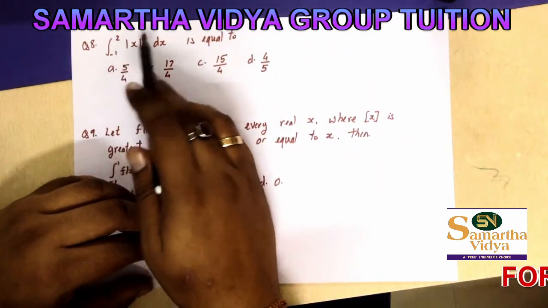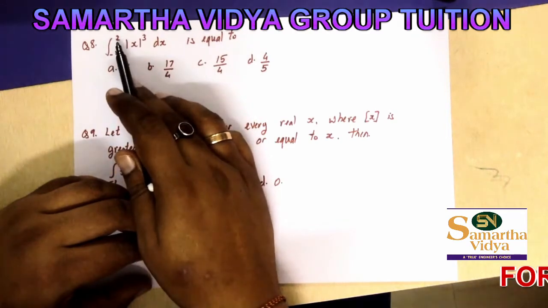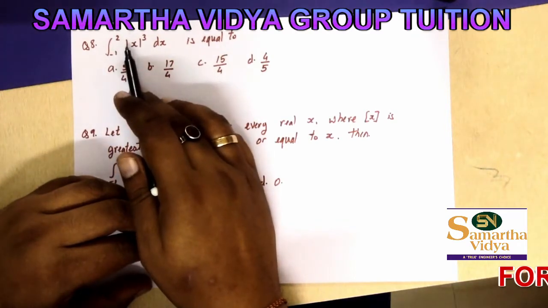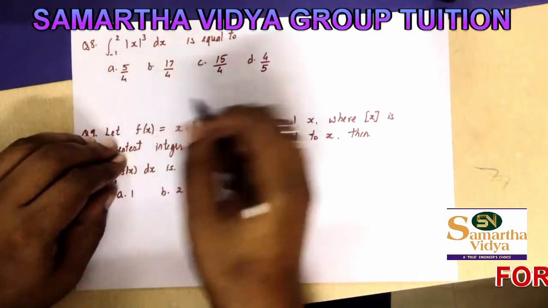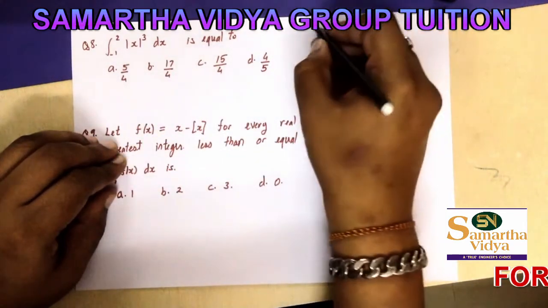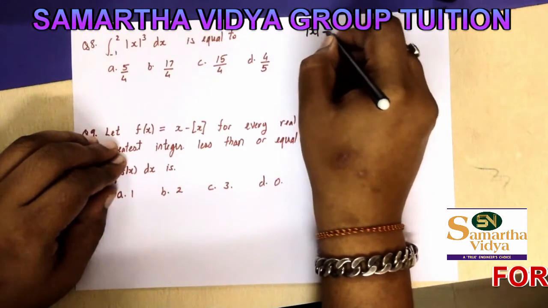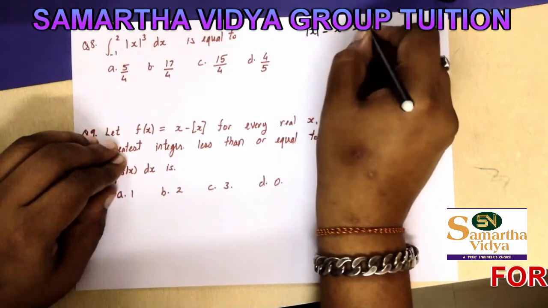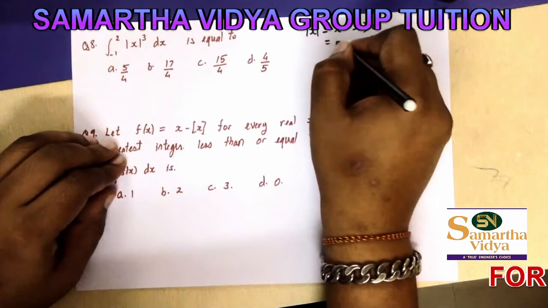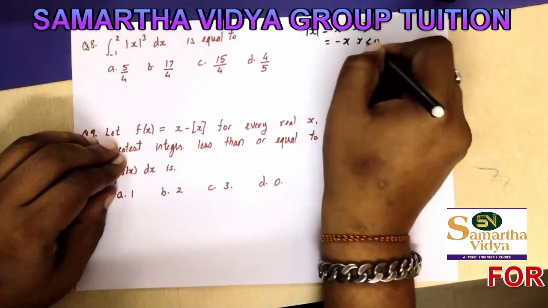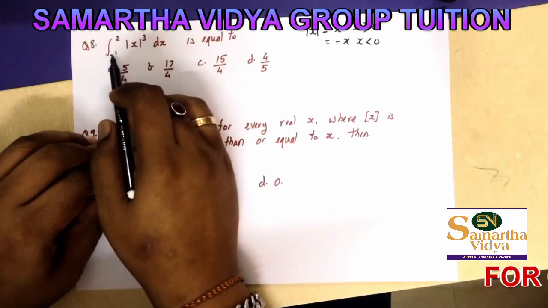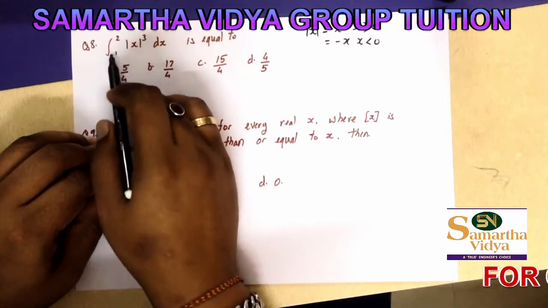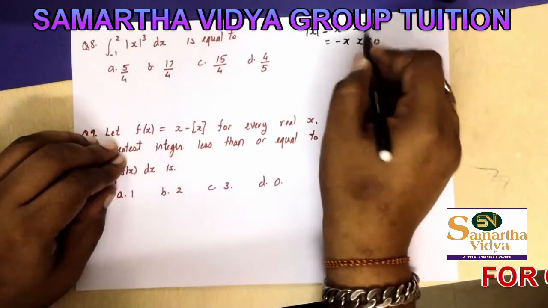The question which was asked was the integration from minus 1 to 2 of mod x cube dx. Concentrating on the function mod x, as we had discussed in the previous video, mod x has the value x for x greater than 0, and it is minus x for x less than 0. We know that the limits go from minus 1 to 2, which means there should be a split at 0.